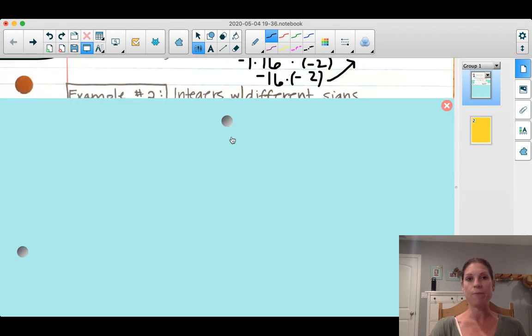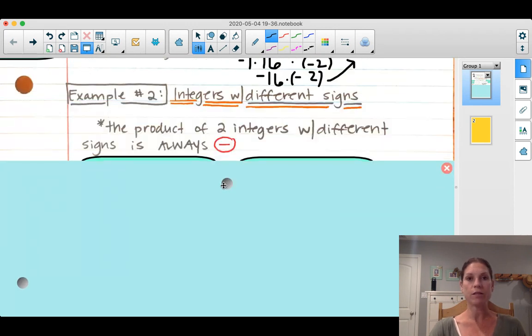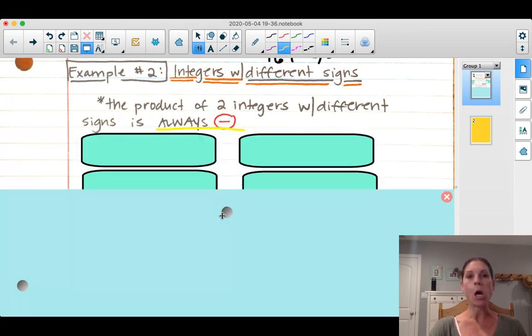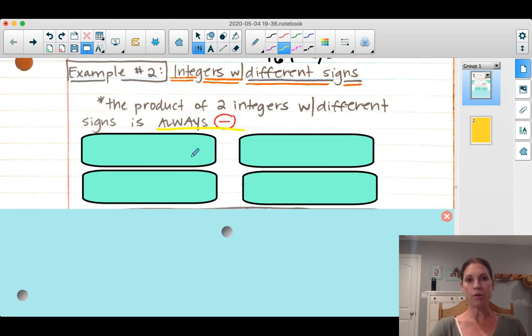This negative on the outside of the parentheses is a really big deal, and we'll talk about that in a minute. But first of all, let's look at integers with different signs. So when we look at multiplying integers that have different signs, so a negative times a positive or a positive times a negative, the answer is always going to be negative. Always, always, always, okay? So that's really important to know. A couple examples that we're going to want to look at here.